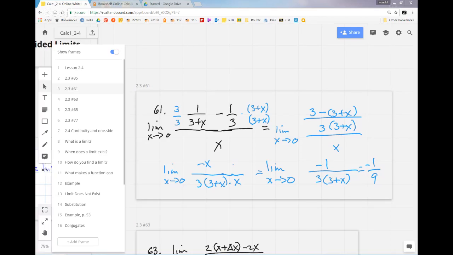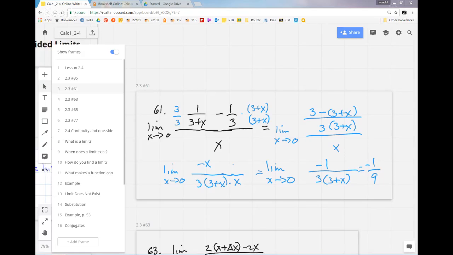So anyway, this is number 61 in black. You can't substitute, so you've got to come up with some way to get that x in the denominator to cancel. And the way to do it is, well, just get a good old common denominator on top so you can bring that together, and then maybe something can happen. So the common denominator is what? 3 times the quantity 3 plus x, just the product of the two denominators.